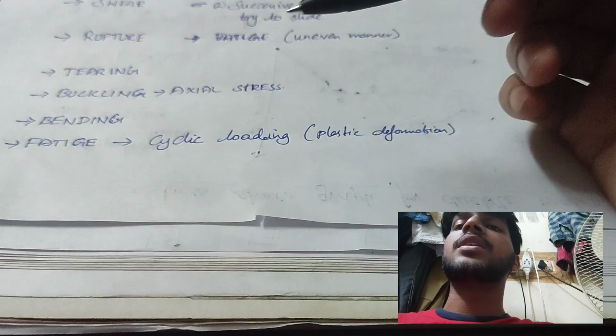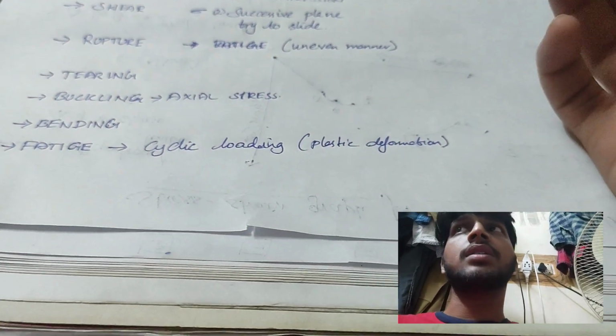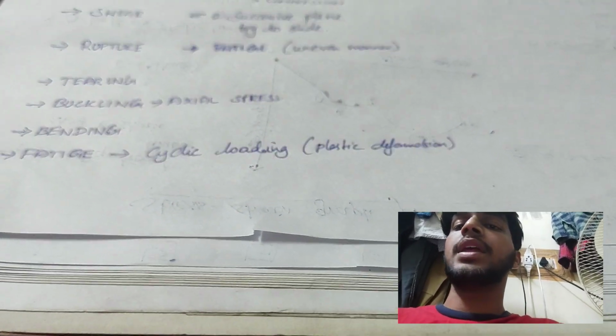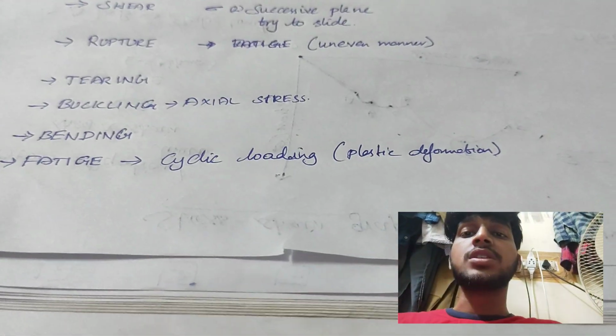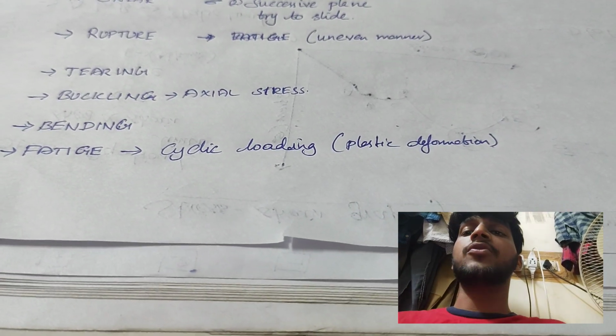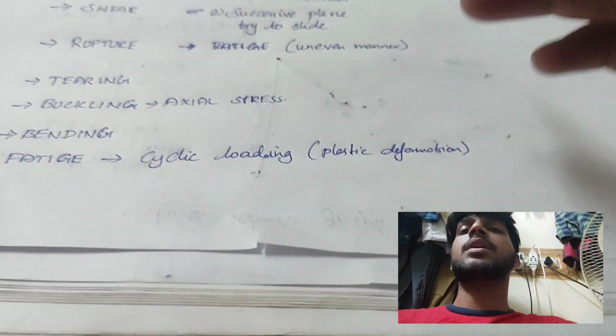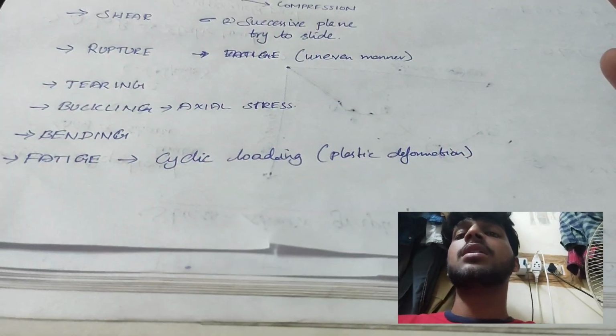Next one is the fatigue failure. If we apply a cyclic load to the material, we may obtain some plastic deformation, which leads to the failure of the material. These are the seven modes of failure for a material.